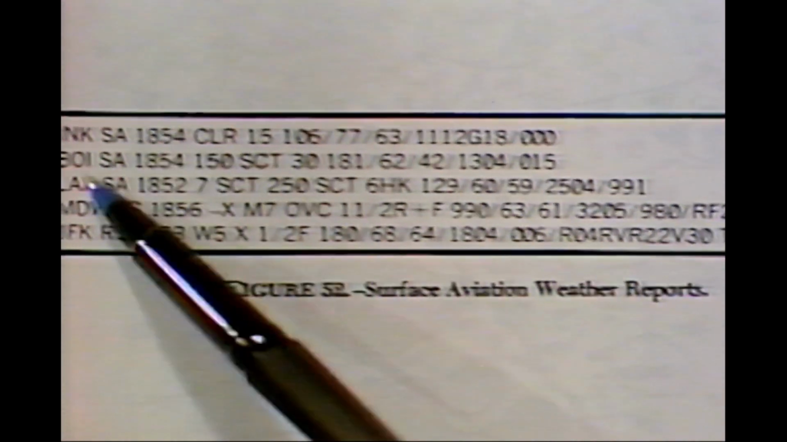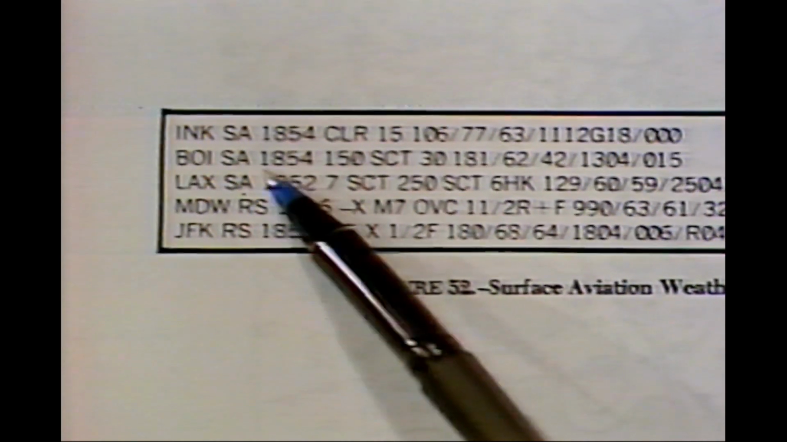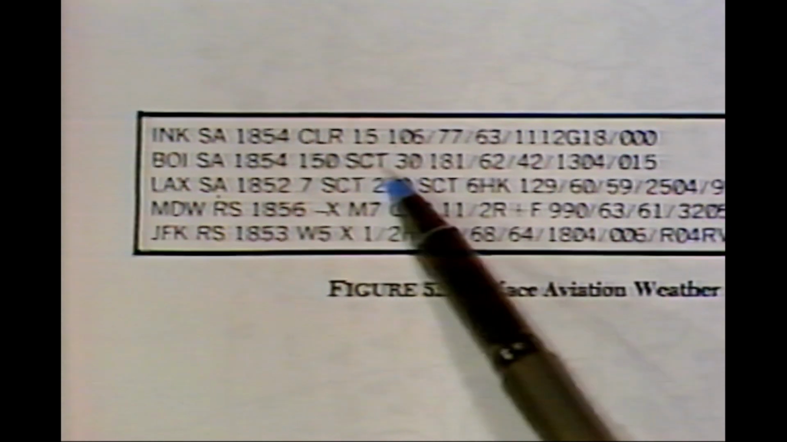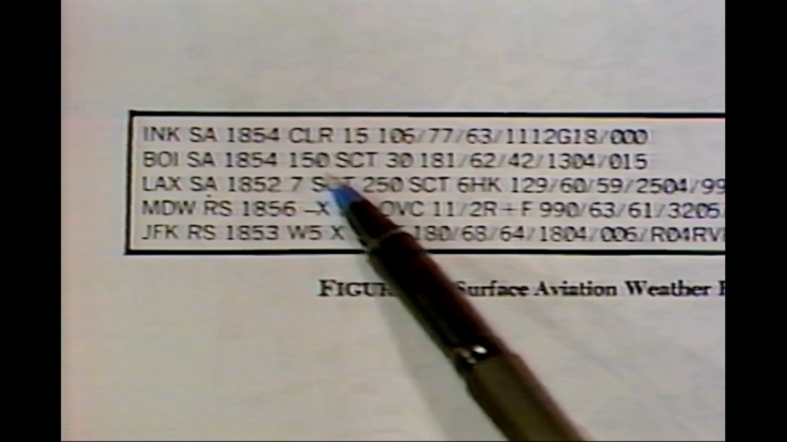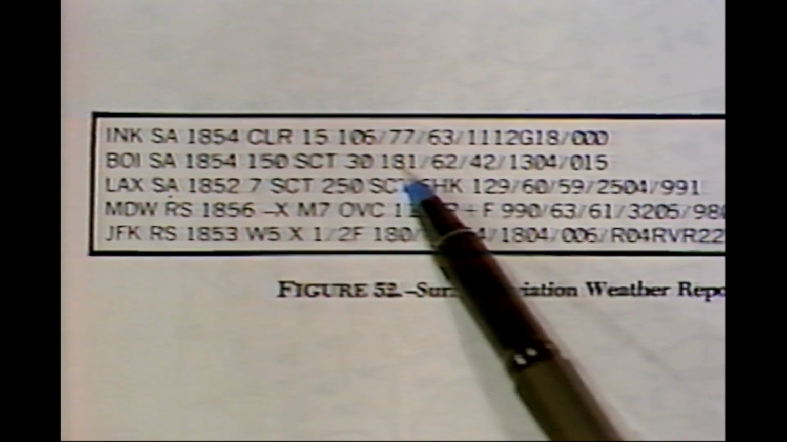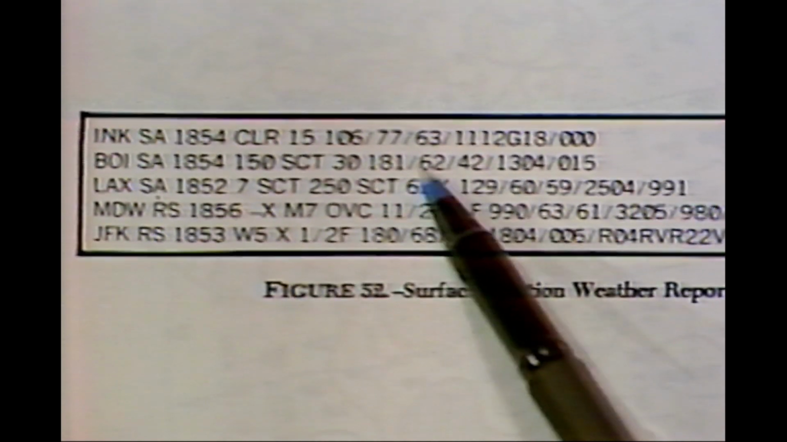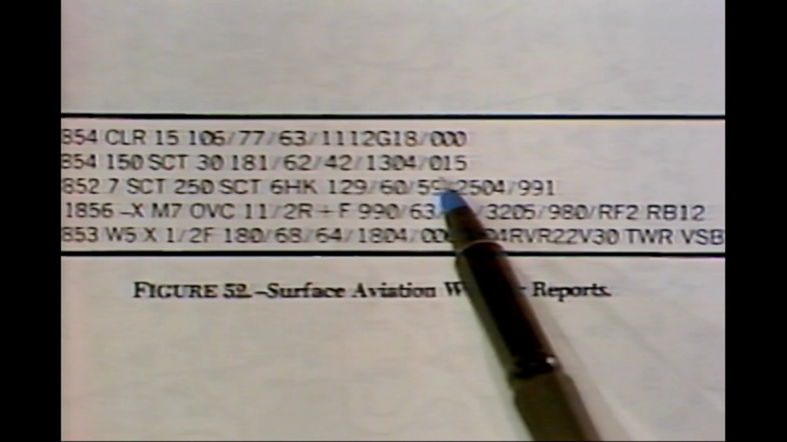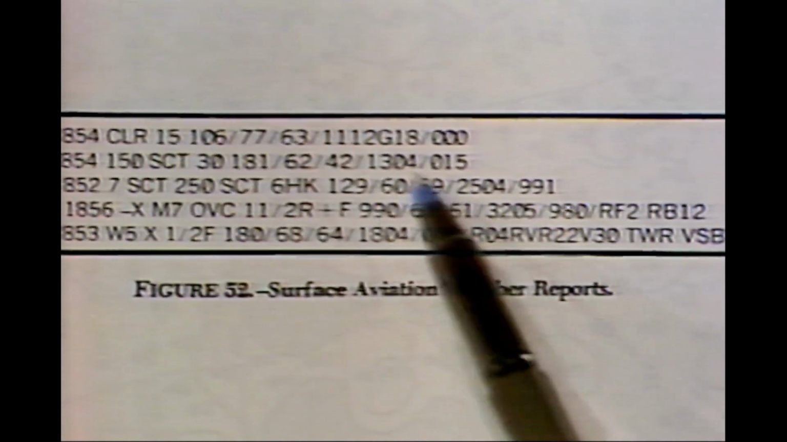So that's wink. Next we'll look at the next one, which is Boise. Again an hourly sequence at 1854 Zulu. 15,000 scattered. You had 2 zeros. 15,000 scattered with 30 miles visibility. The altimeter in millibars, I won't even talk about that. 62 degrees is the temperature, 42 is the dew point. The winds are from 130 at 4 knots, and the altimeter is 3015.